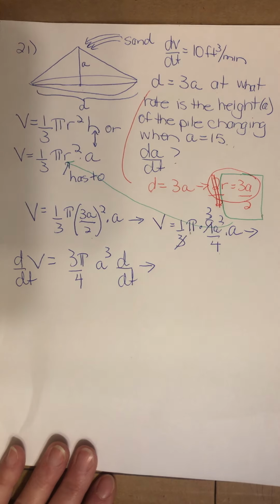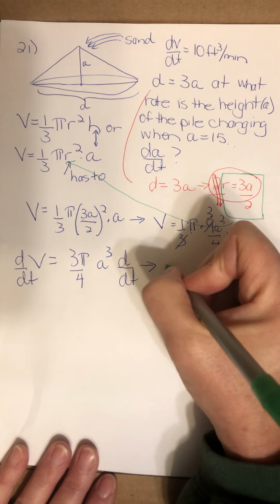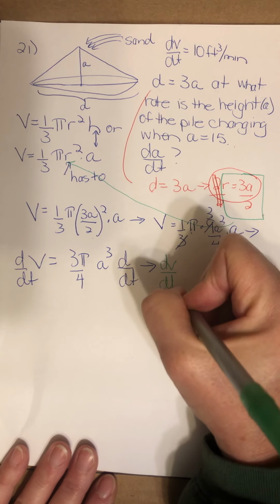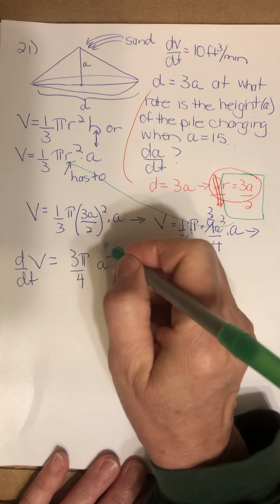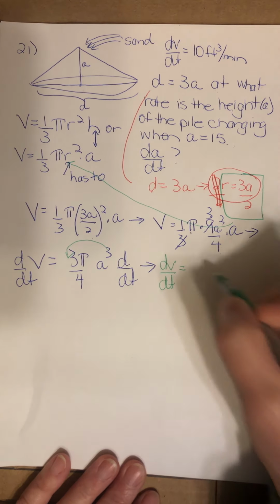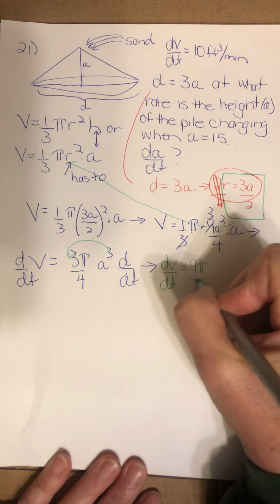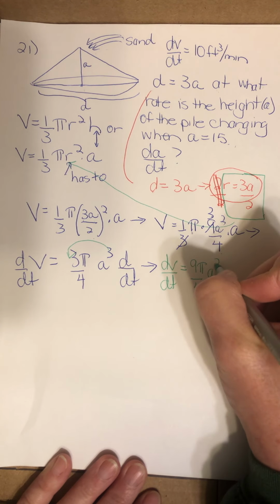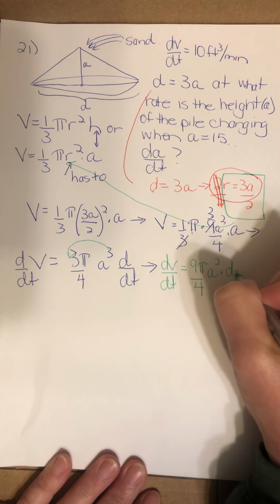Here we go. We'll do that in green. And that would be dV/dt equals, we'll bring this 3 out front and multiply it. That would be 9π over 4, reduce that exponent by 1, times dA/dt.